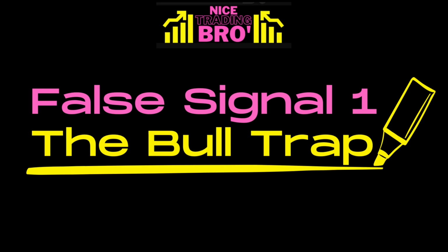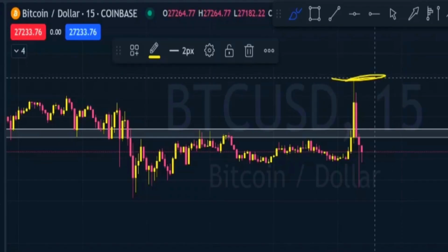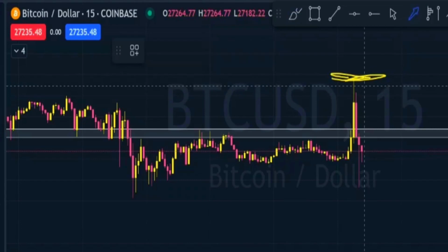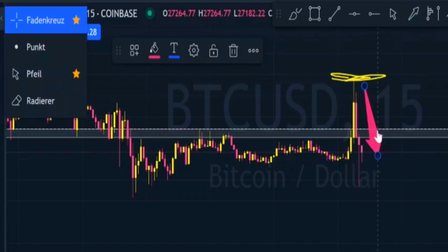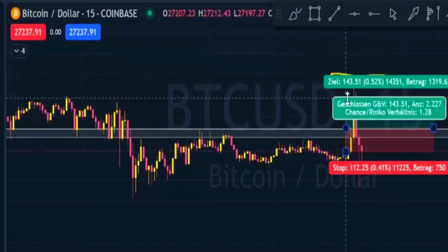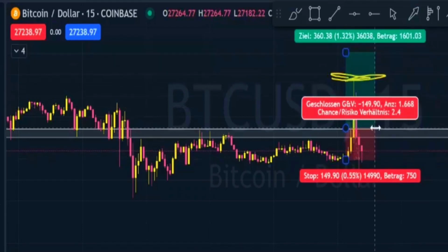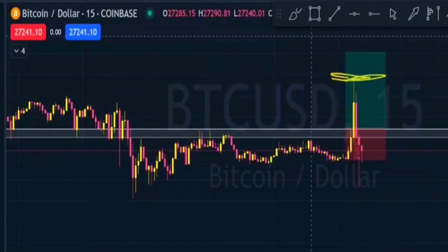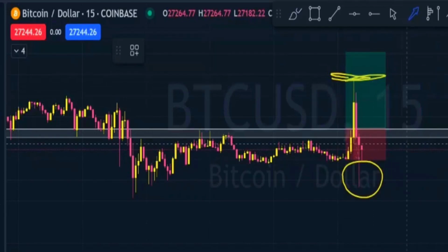False signal 1, the bull trap. A rise above a resistance ensures that optimistic investors, called bulls, bet on continued rising prices, for example with call options or purchases. However, if the price then starts to fall contrary to expectations and this movement continues, the investor has fallen into a bull trap due to a false signal.